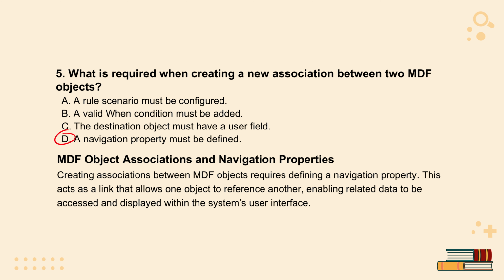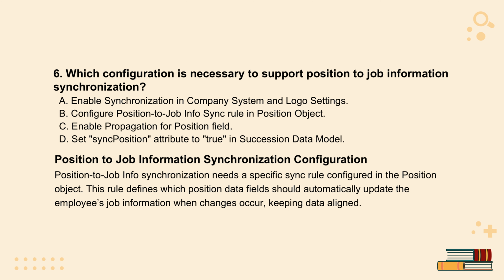Okay, here's where it gets really interesting for me, connecting this to something practical, like synchronizing position data with job information data. How does the system make sure that if a position changes, say its title or department gets updated, the employee's actual job record updates automatically? Because, man, if that didn't happen, it sounds like a recipe for disaster. Oh, it absolutely would be a nightmare without proper sync.